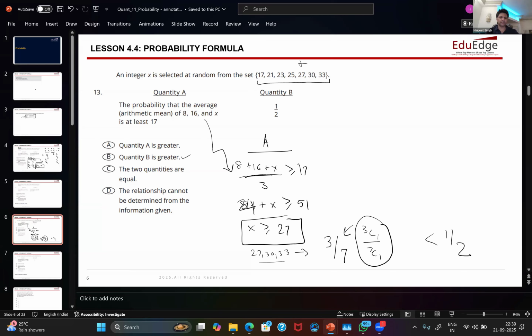And this is typical of GRE. Multiple concepts can be tested together. But we have to stick to our basics. Average is greater than or equal to 17. I've just written it in an equation format, and hence x greater than or equal to 27. There are 3 choices. You have to be careful whether it's less, greater, or greater than or equal to. So here it is greater than or equal to, which means 27 is also selected as part of the numerator. So 3 choices, 27, 30, and 33. And that's what we have here. 3 by 7 is the answer.